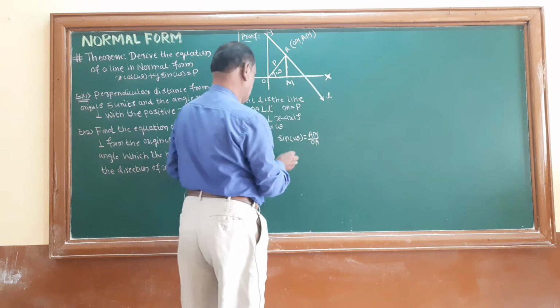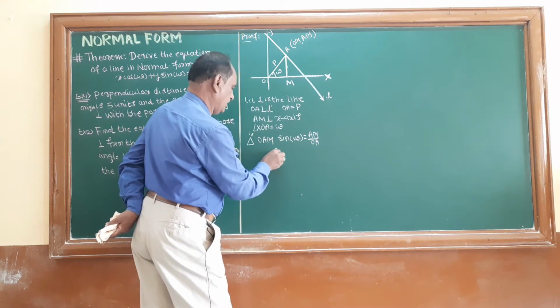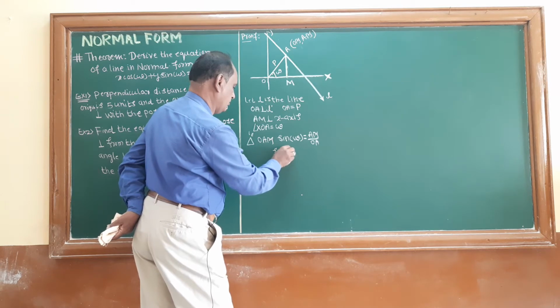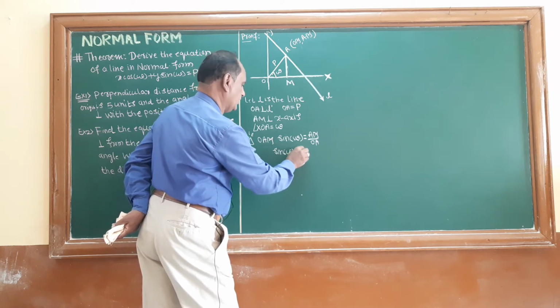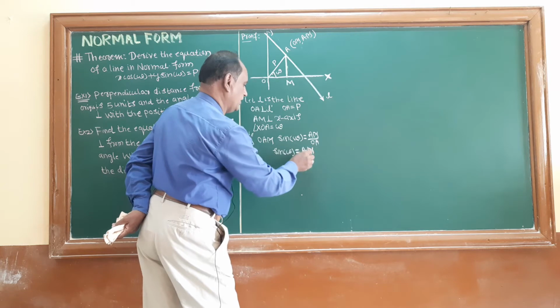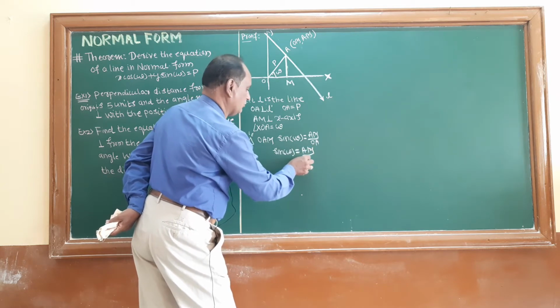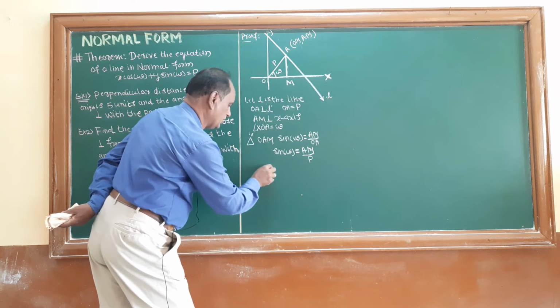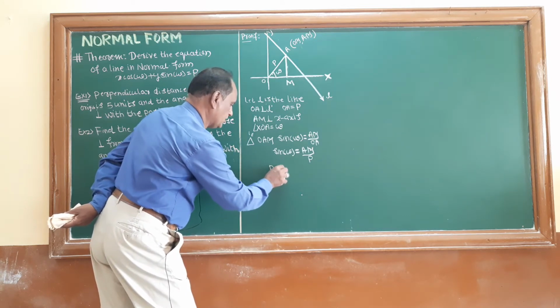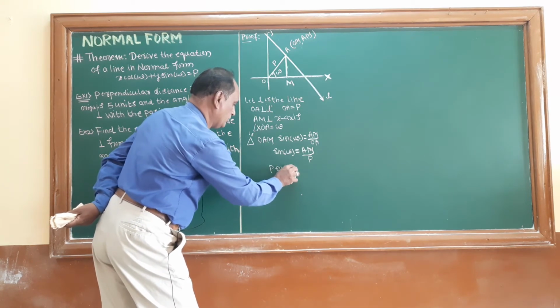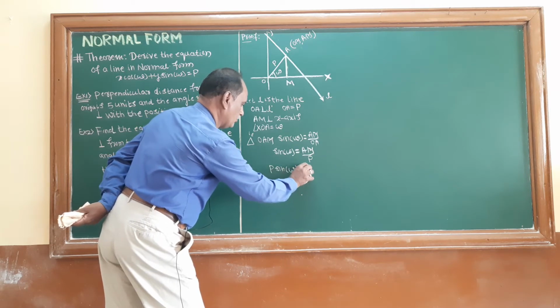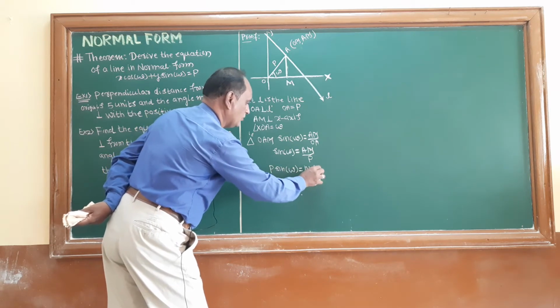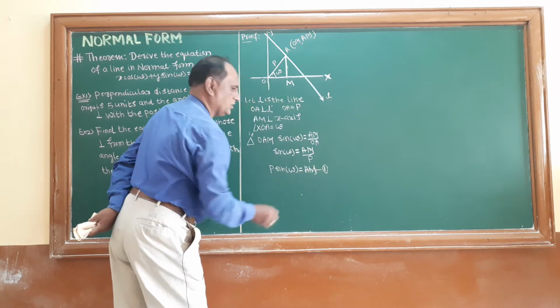So therefore sin omega is equal to AM, as it is, divided by OA, that is p. On cross multiplication, p into sin omega is equal to AM. Call this equation number 1.